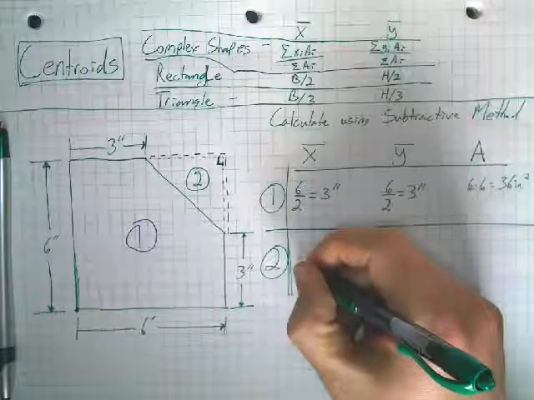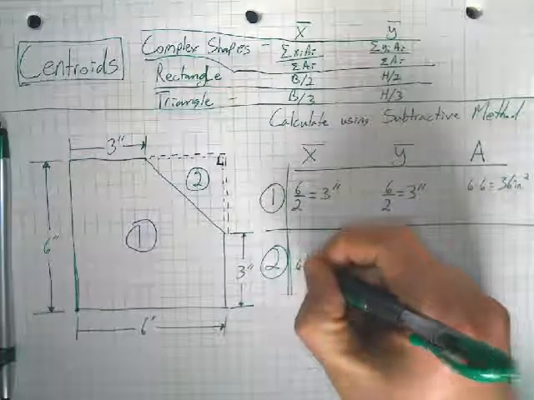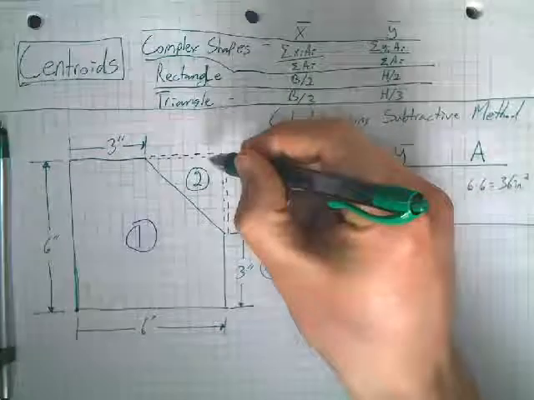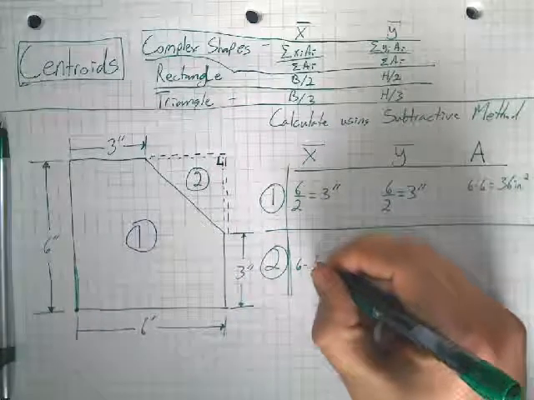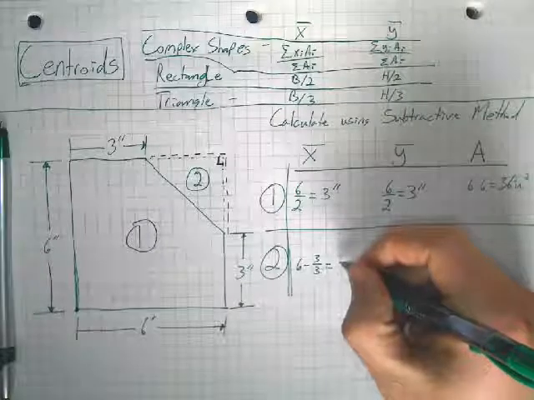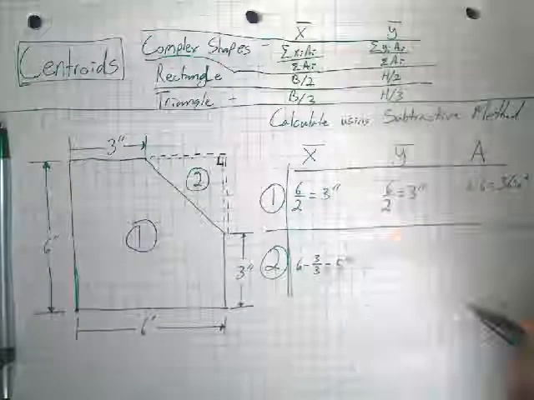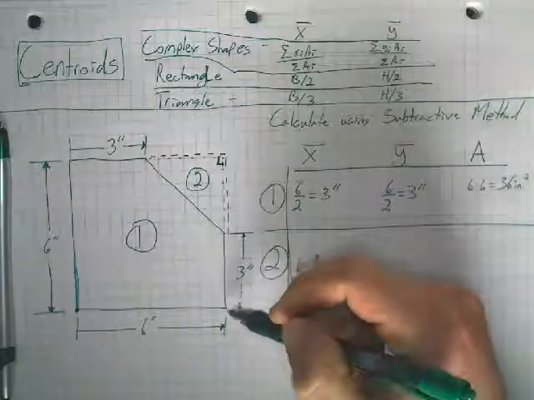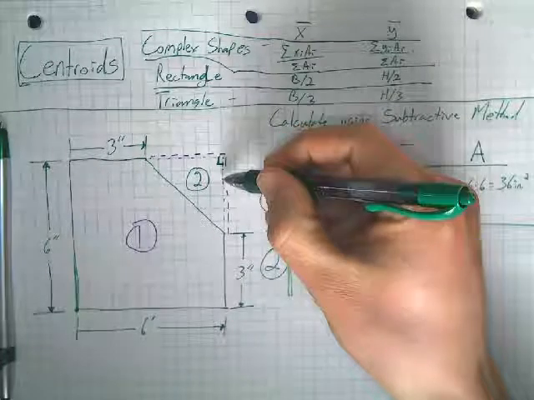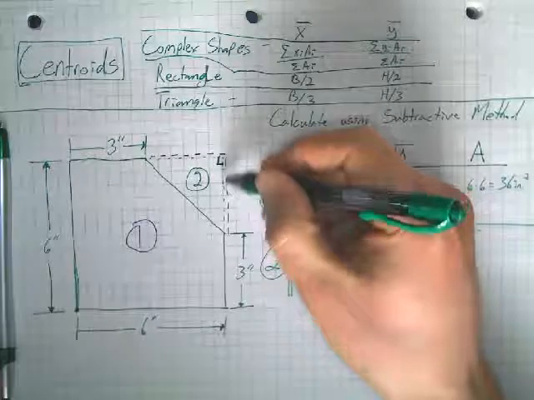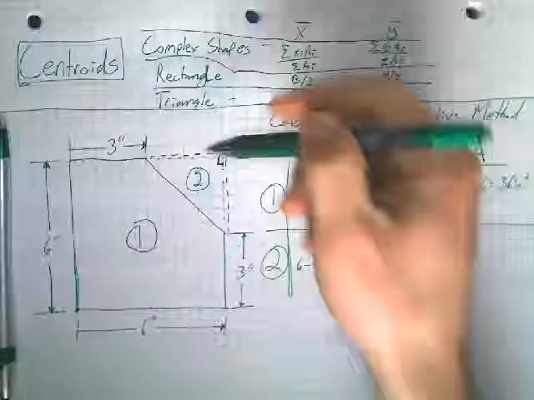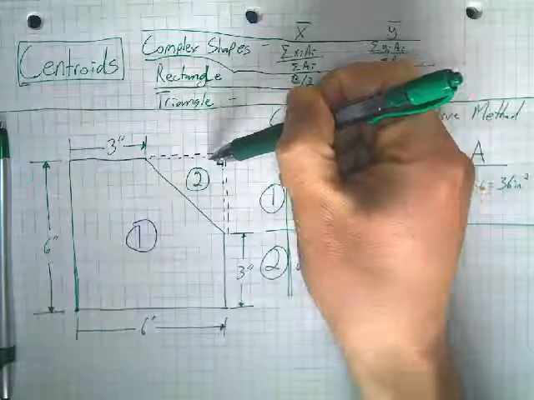So I'm at 6 minus, and the base of this triangle is 3, so 3 over 3. And so my x bar location is at 5 inches. For my y bar location, again, I'm starting up here at 6 and working my way down for the height of this triangle, because this triangle is what you could maybe consider upside down. So the centroid is going to be going to the left and down.